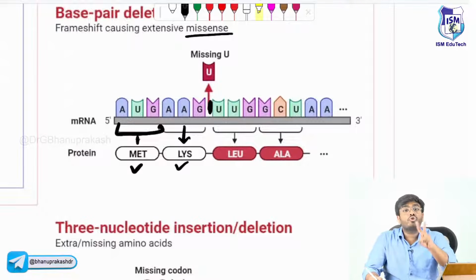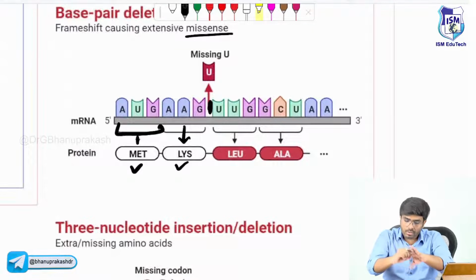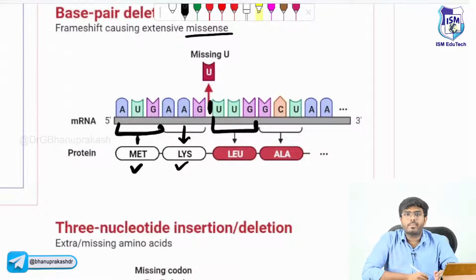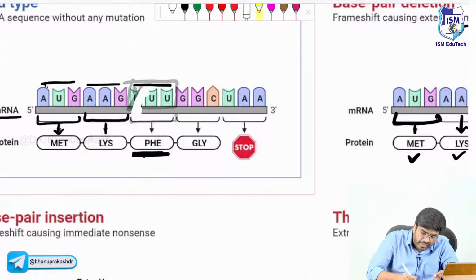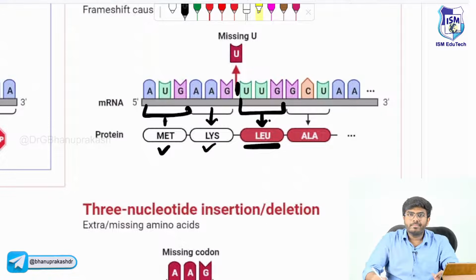Okay, but it should be UUU. You have deleted one U because of some mutation. It's gone, sir. Because of some radiation or something, some chemical, some toxin, it's gone. Now, this will become the codon. UUG will become the codon. Now, UUG codes for a different amino acid. Now, it is coding for leucine. It was supposed to be phenylalanine. Now, in the place of phenylalanine, leucine is coming.